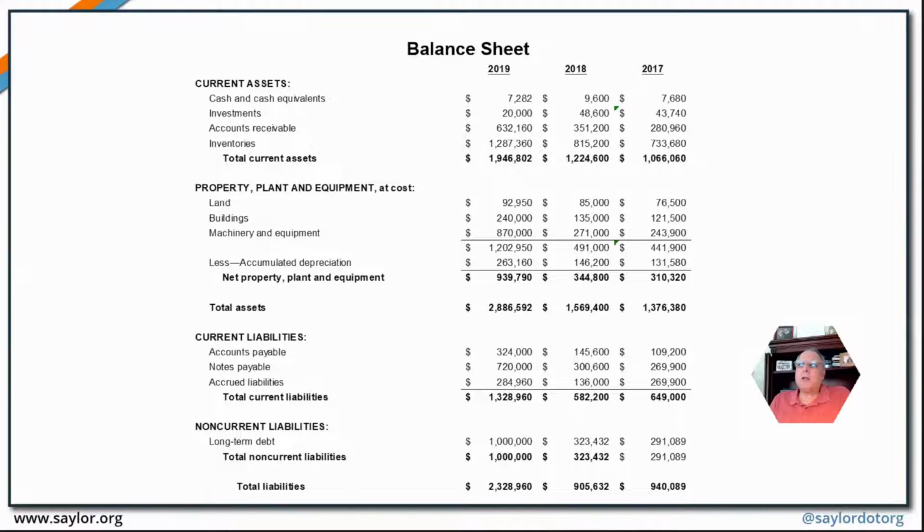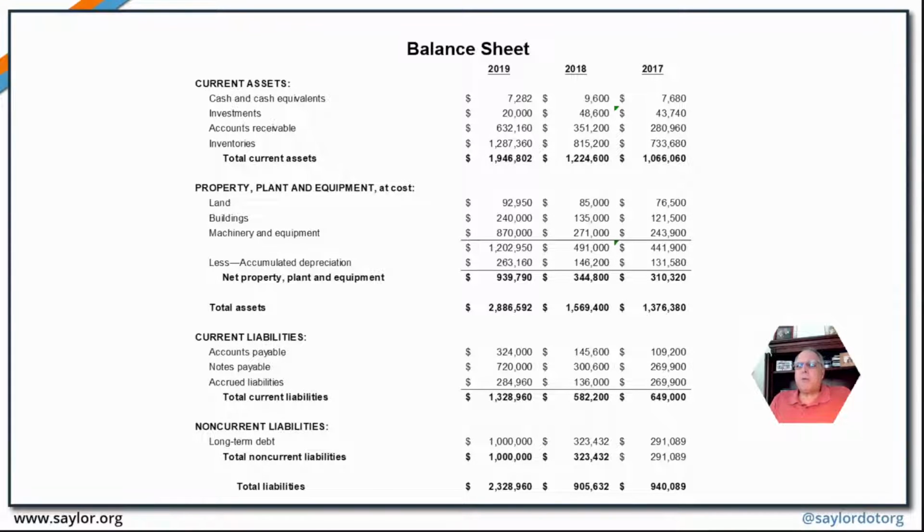And again, we're going to break liabilities down into current and non-current. The current liabilities are things that are expected to be paid in the next 12 months or this year. Non-current liability is going to be longer than a year. Think about long-term debt.